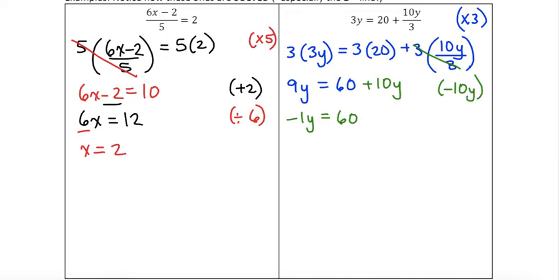And then from here, I want to get rid of the coefficient in front of the variable. So I'm going to divide both sides by negative 1. Negative 1 divided by negative 1 is 1y, or just y. And 60 divided by negative 1 is negative 60. If you had moved the variables to the right-hand side, then you wouldn't have had to divide by negative 1, but you would have had to move over the 60 to the left-hand side. So it's really six of one, half a dozen of the other.